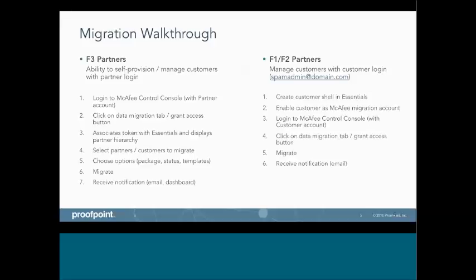That will take you over to Proofpoint where you can click to migrate, and then again you'll get a confirmation when that's done. So the key difference is on the left side, if you have the ability to manage your customers with one login, you can do a lot of this inside of Proofpoint. You can see your full customer list and pick and choose who you want to migrate. If you don't have that access, then you have to create that customer shell initially in Essentials and do it one by one.